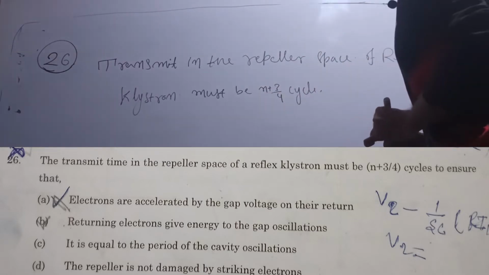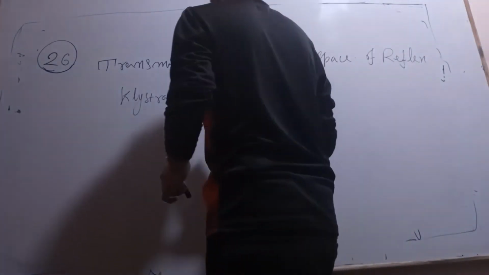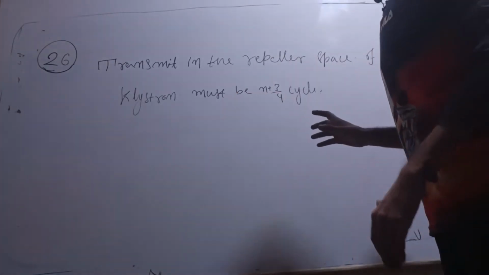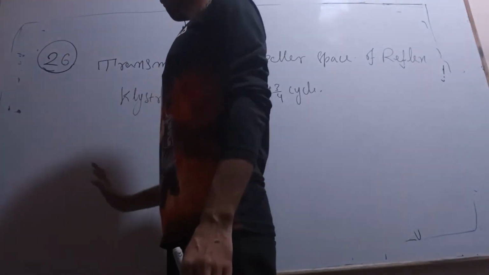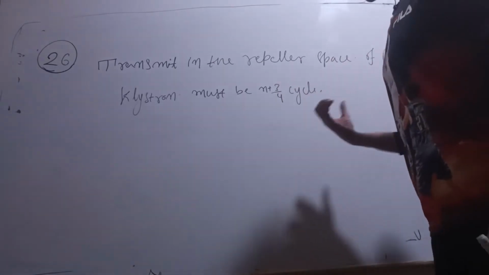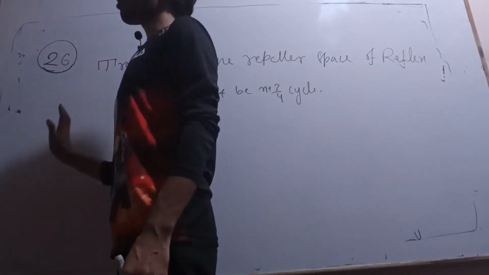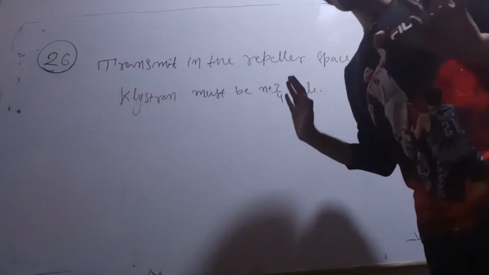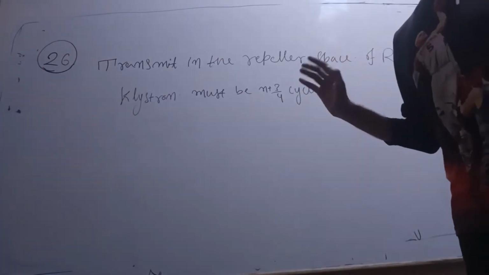To ensure what? This ensures what? The retarded electron. The electron which is retarded will give the energy to the gap oscillation, to give the energy to gap oscillation.